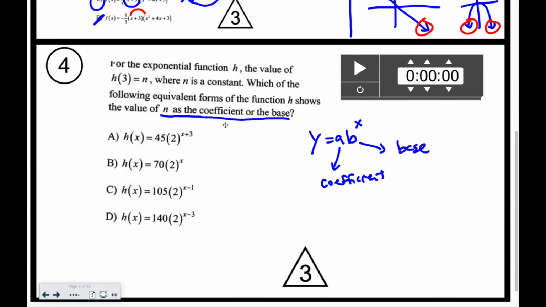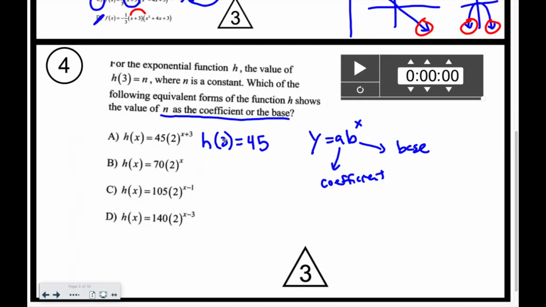So what they want is when we substitute in 3, we're going to get a value, and that value is n. And then that value needs to also be in the position of either a or b. So the longer way to do this would be to just run through all the answers. So I'm going to do it that way first, to really see why some of the answers are clearly wrong. And I don't need a calculator for this. I'm just going to write it like this.